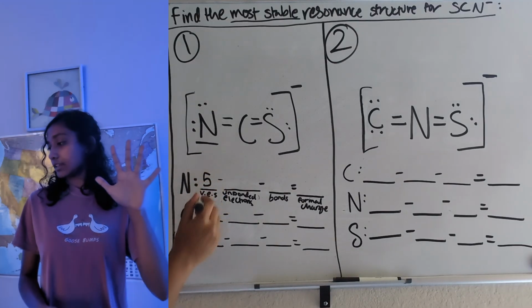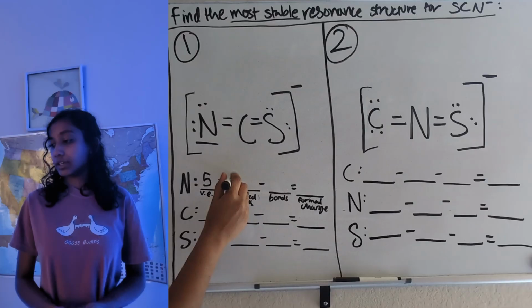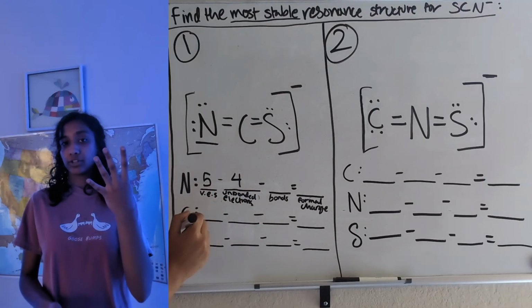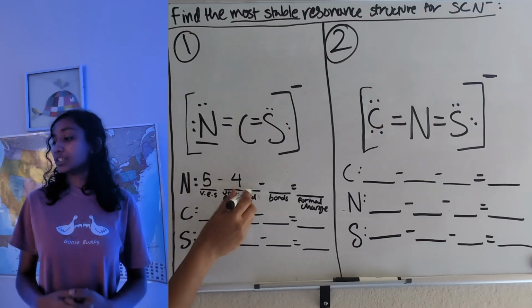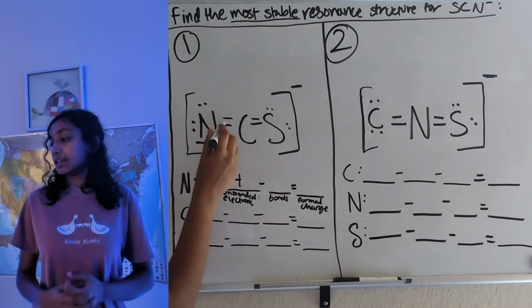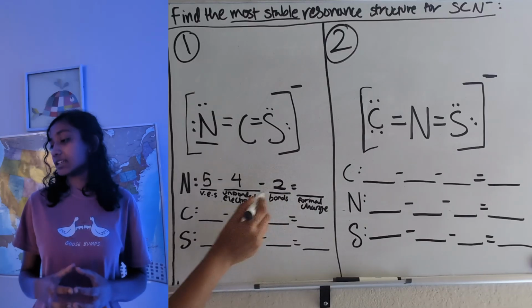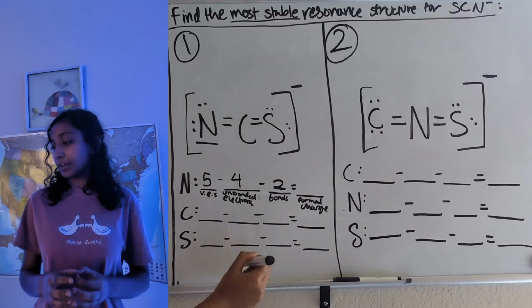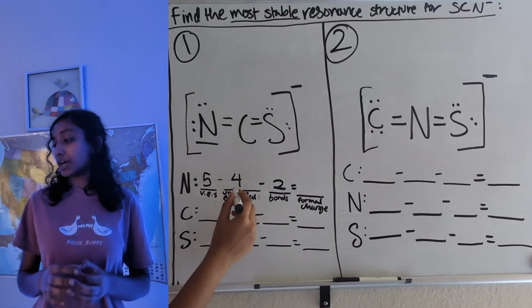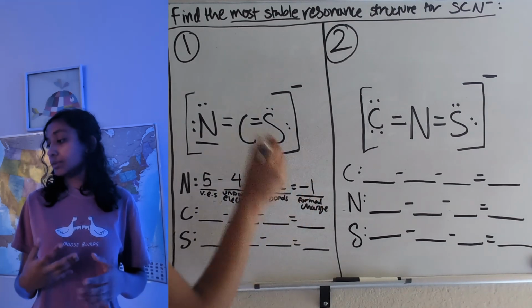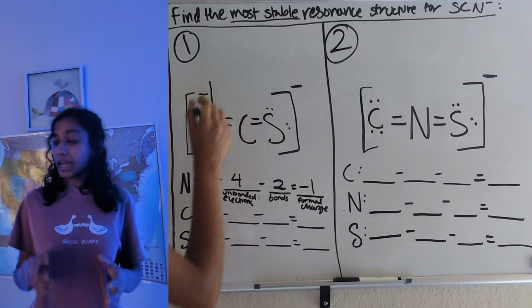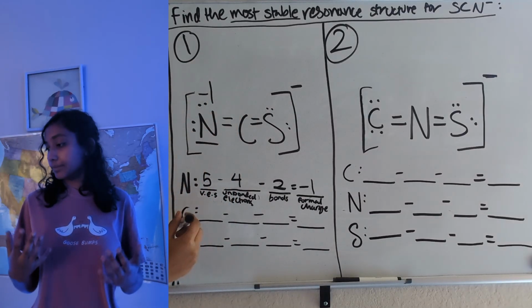Nitrogen has 5 valence electrons, and in the structure, there are 4 unbonded electrons on it, since each lone pair has 2 electrons. So we subtract 5 minus 4. Next, there are 2 bonds connected to nitrogen, since there's a double bond. So we subtract 2 from that. 5 minus 4 minus 2 equals -1, so nitrogen's formal charge is -1.